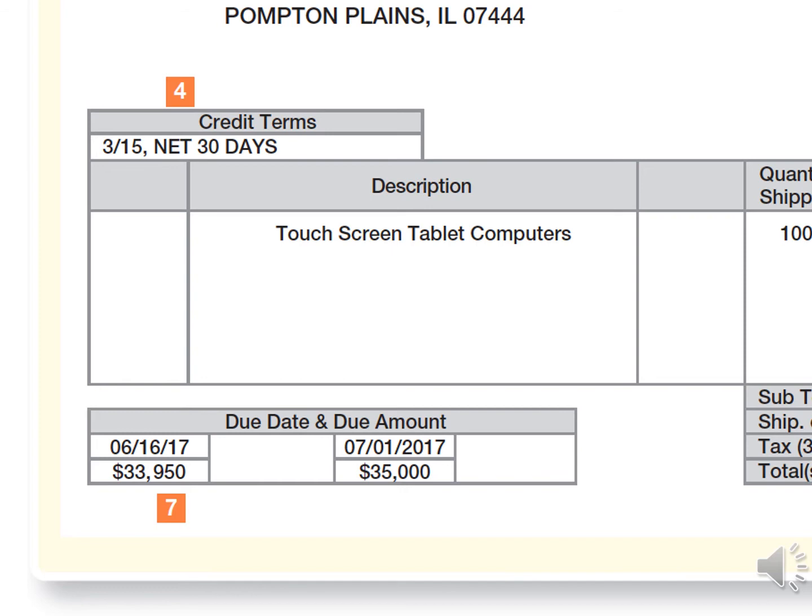The invoice is dated June 1. So if we pay this invoice by June 16, that's within 15 days, we need to pay $33,950. That's the $35,000 minus a 3% discount. If we don't pay that amount, the full $35,000 is due on July 1. That's 30 days from the day that we made this purchase.